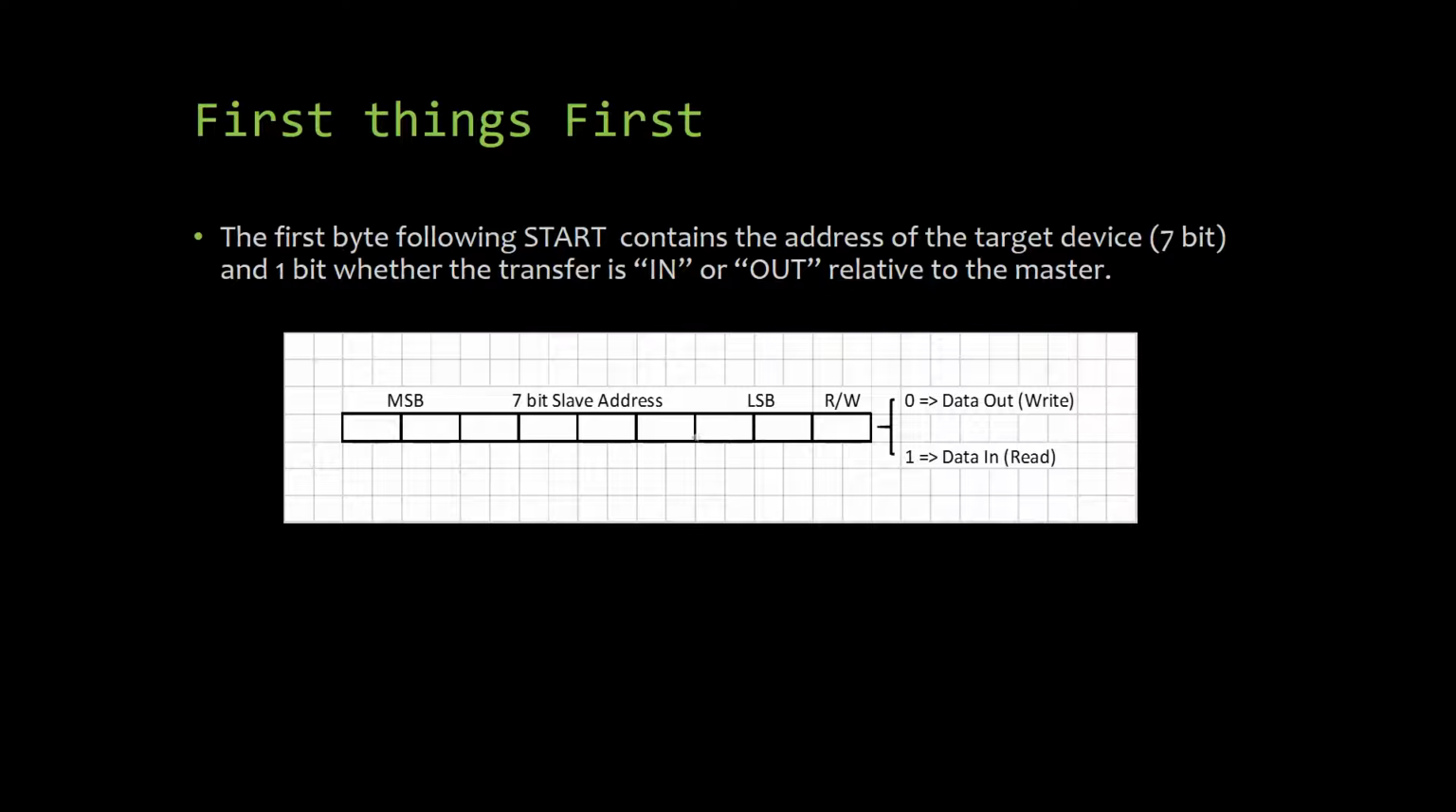The first byte of any transaction is used to specify the target device that the master wants to talk to, or the slave more properly. Sorry, my SCSI background comes through. The first byte of the start contains the address of the device, and then a bit that signifies whether it's a read or a write, or as I prefer, and I think it's clear, referring to it as in or out relative to the master. So a data in would be a read, and a data out would be a write to the slave.